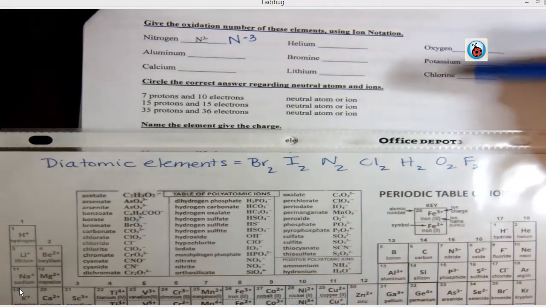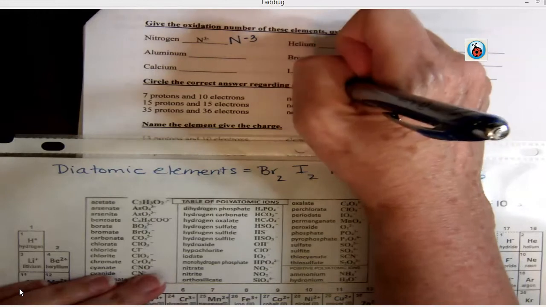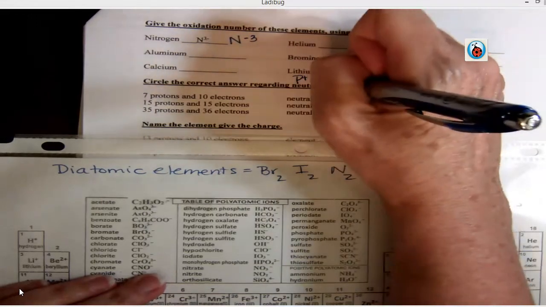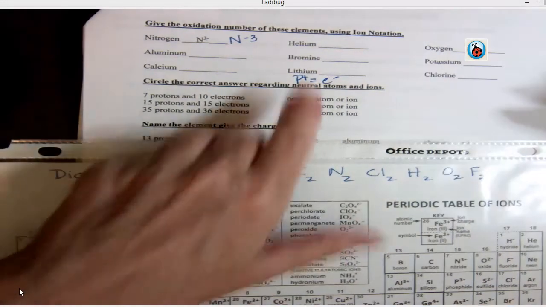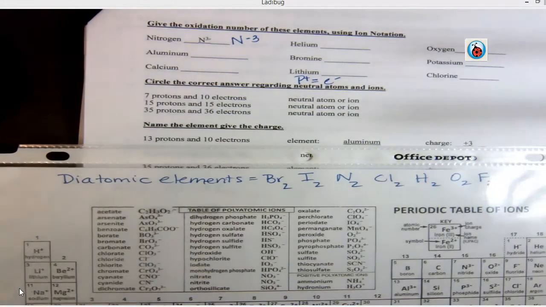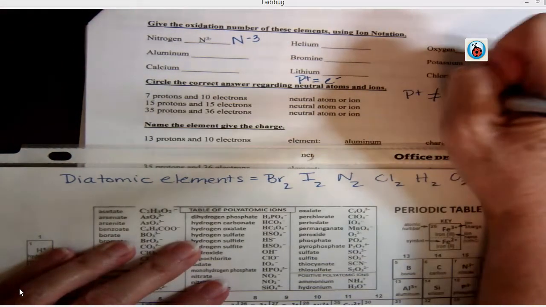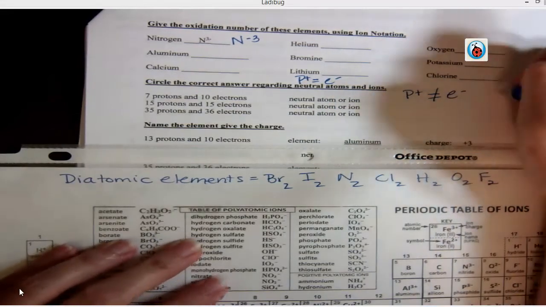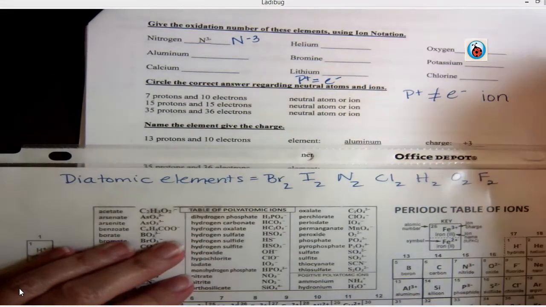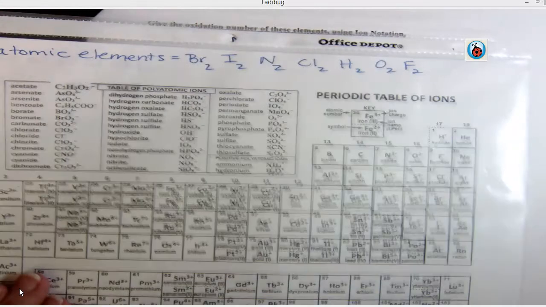Okay, so in the next part it says circle the correct answer regarding neutral atoms versus ions. So a neutral atom, what is neutral? That is when protons equal the number of electrons. Remember, protons are positive, electrons are negative. So if I have an equal number, it's a neutral atom because they cancel each other out, right? But if I have a different number of protons and electrons, when protons do not equal electrons, this is called an ion. That's what these are. Periodic table of ions, when protons do not equal electrons.